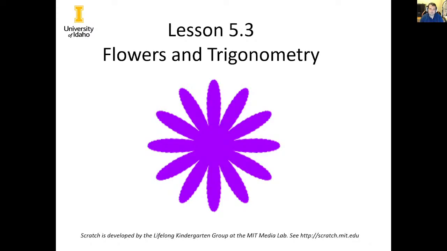Welcome to lesson 05-3, flowers and trigonometry. Today we're going to be making little flowers, but before we get started, we really have to talk a little bit about trigonometry.